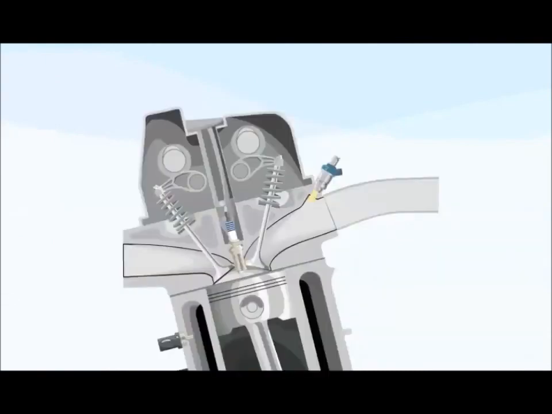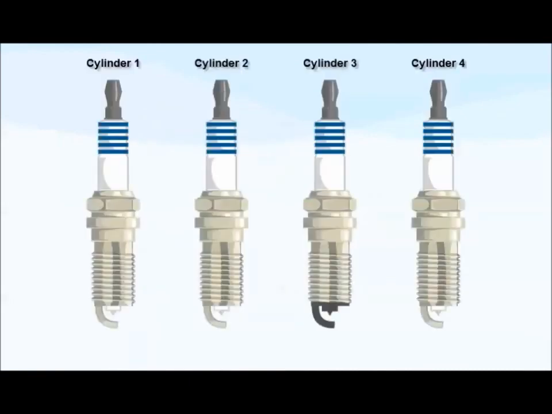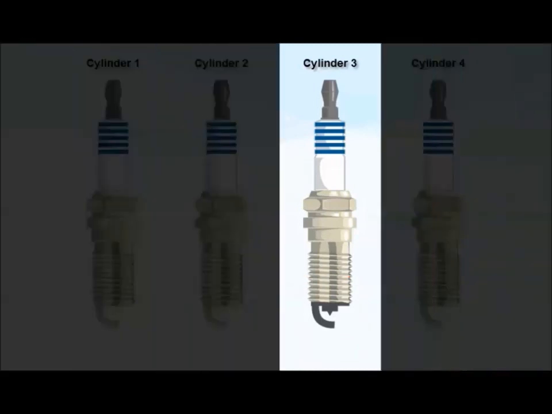The tip of the spark plug is part of the combustion chamber. It offers an easy window into engine performance. When removing the plugs, lay each plug on the workbench in the correct order. If one plug shows a significant difference in wear, color, or deposits, you've found the problem cylinder.